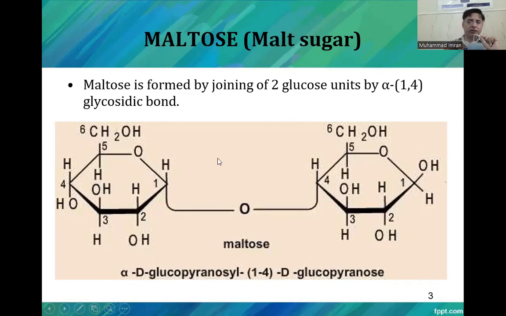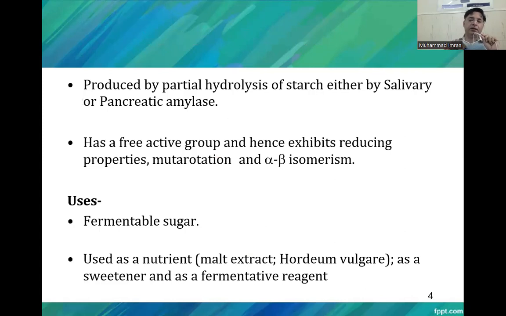So maltose is a disaccharide which is formed by an alpha 1,4 glycosidic linkage. It is also known as alpha D glucopyranosyl 1,4 D glucopyranose. So it is a disaccharide composed of two glucose units linked by an alpha 1,4 glycosidic linkage. Produced by partial hydrolysis of starch, either by salivary amylase, pancreatic amylase, or beta amylase. It has a free active group and hence exhibits reducing property and mutarotation, alpha beta.